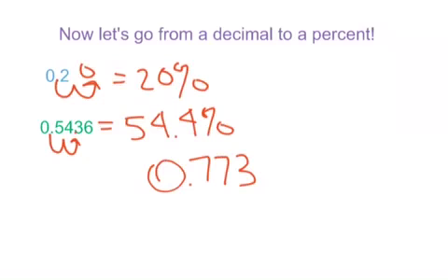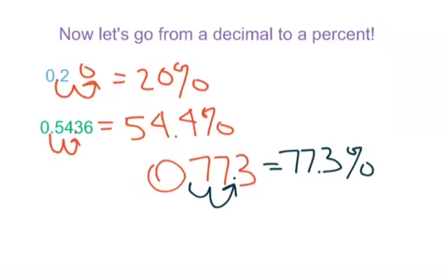Alrighty. Let's do 0.773. So right now I want you to pause the video, and I want you to give me what 0.773 is as a percent. We'll come back. We are just going to move this over 2 spots to the right. 77.3%.